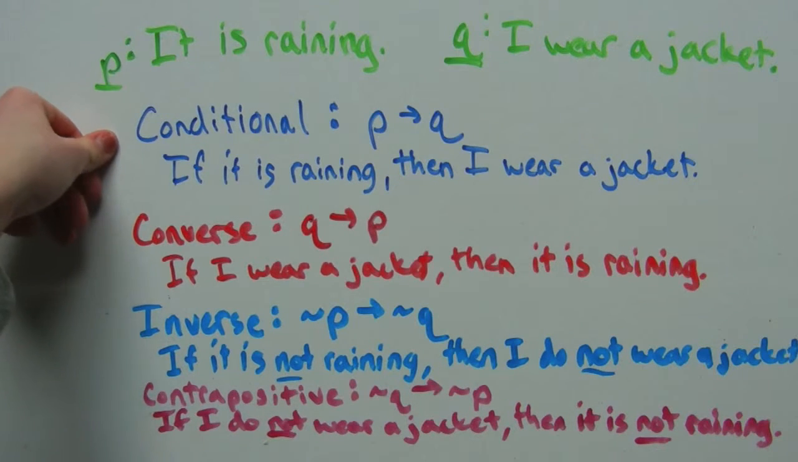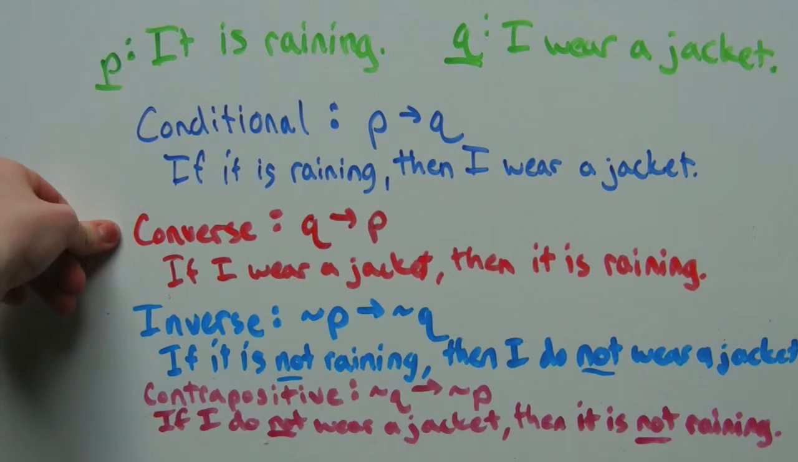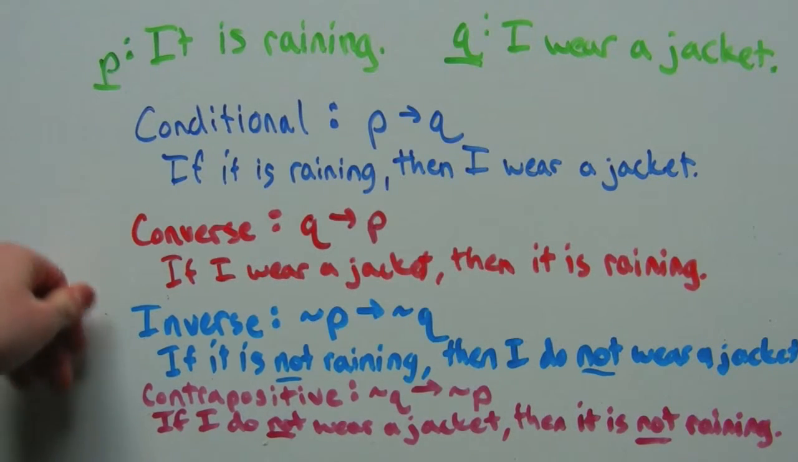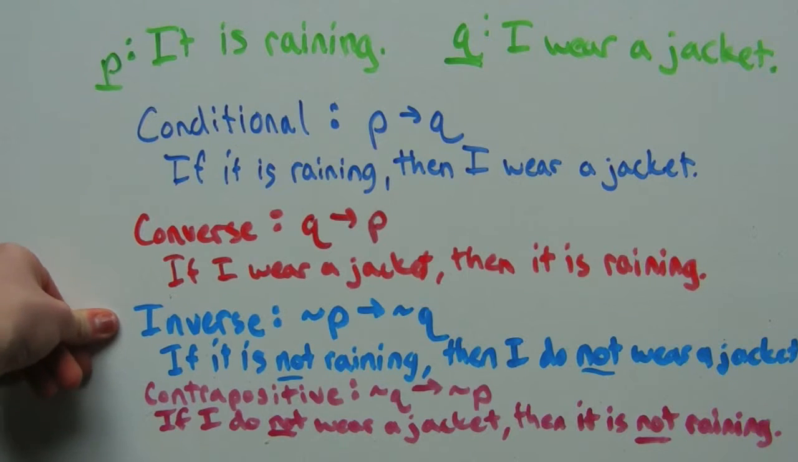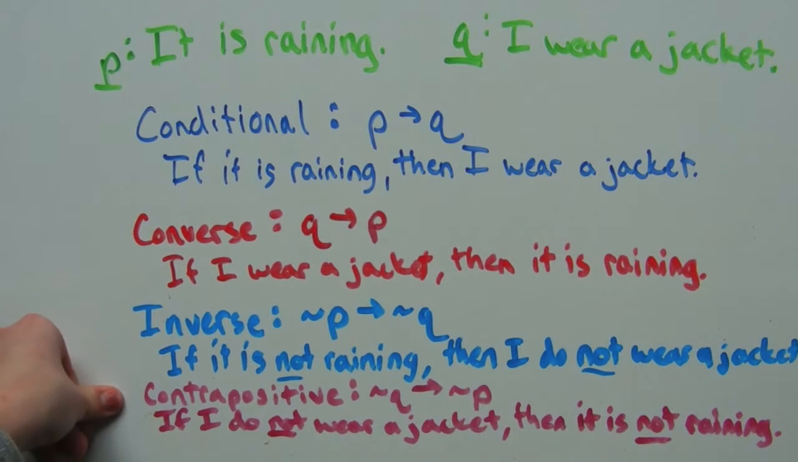So we have a conditional, P implies Q. Then related conditionals, the converse, Q implies P. The inverse, not P implies not Q. And the contrapositive, not Q implies not P. Let's look at one big truth table for all of these.